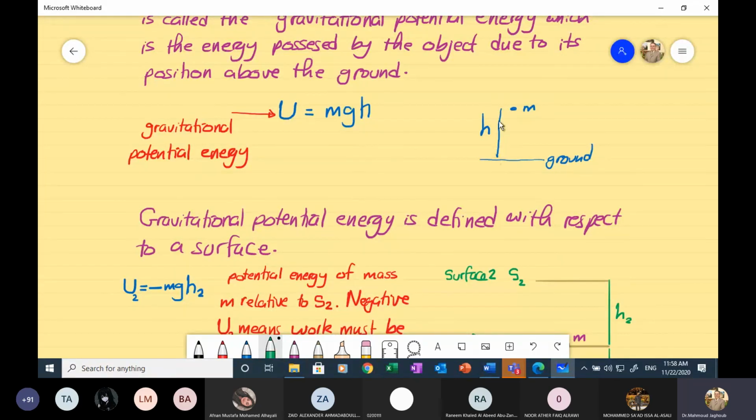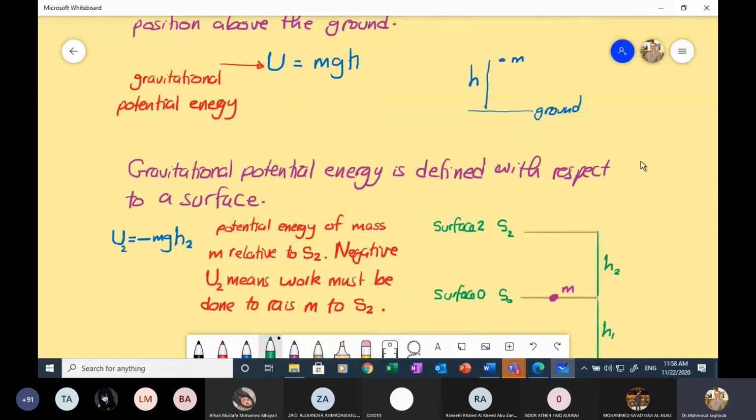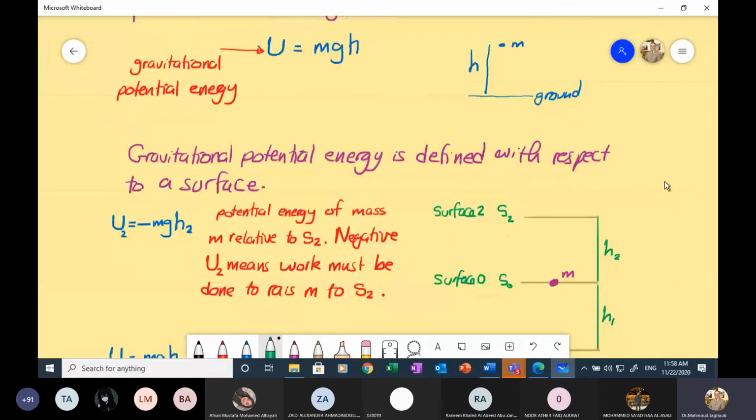Because this h is positive, because m is above this axis, the axis of the ground or the level of the ground. So whenever you talk about gravitational potential energy, you should state with respect to which surface you are talking about. يعني لازم تعطي مين؟ لازم تعطي surface. Okay.